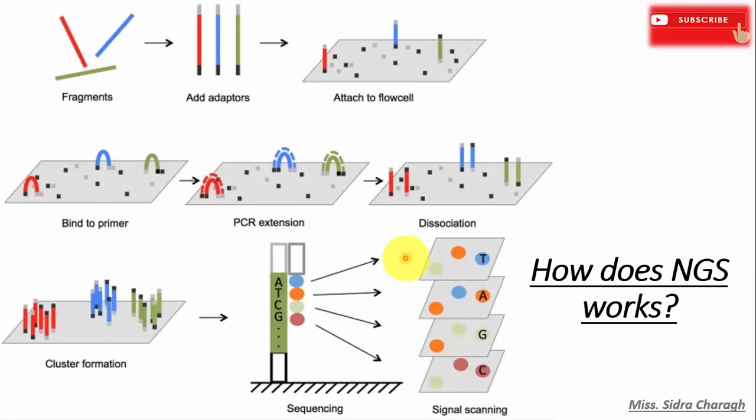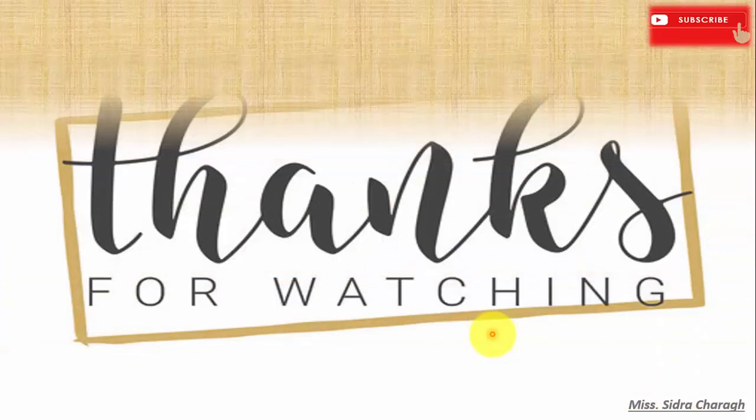And next, here is the final summary of how NGS works. First is fragmentation of the sample DNA, then attachment of specific adapters, and then loading the DNA library into the flow cell. Then we bind primers and perform PCR extension, and next dissociation, conversion of double-stranded DNA into single-stranded DNA, and then cluster formation. Then we perform sequencing and can easily print out the sequence. So that's all about next generation sequencing.